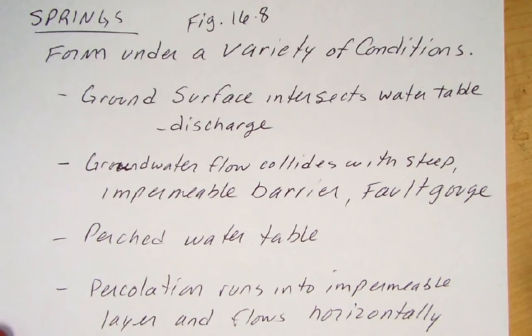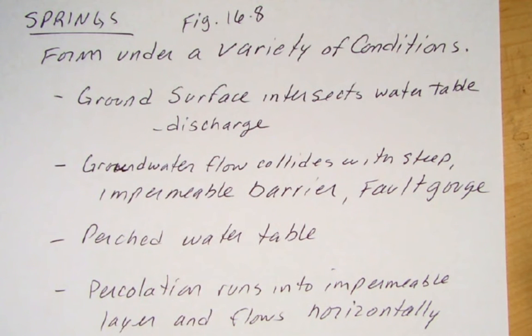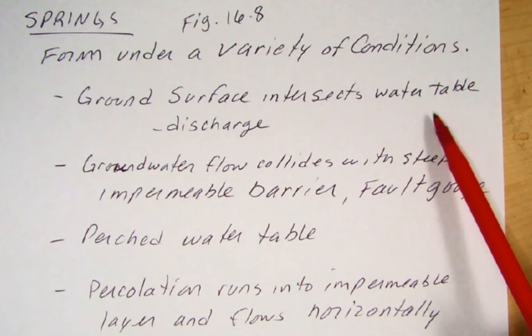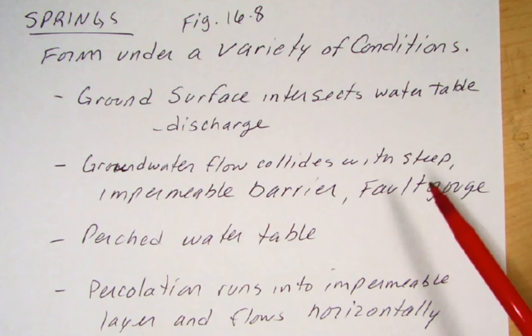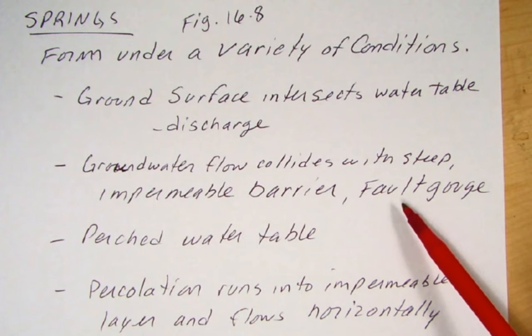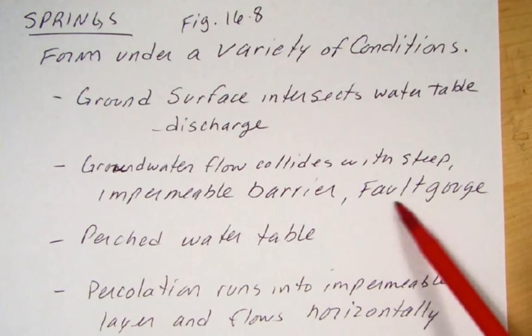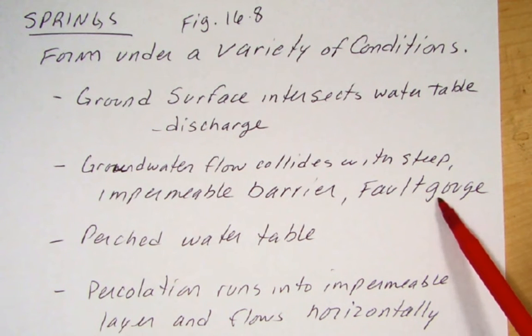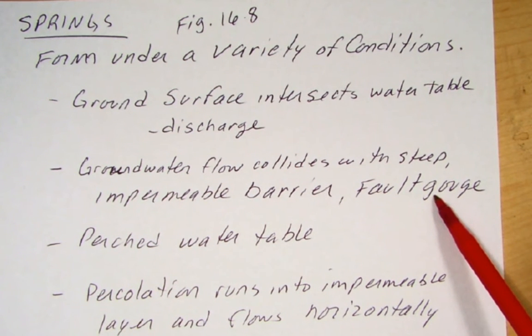Now let's say a few words about springs, and we'll look at some images here in a moment, but they form under a variety of conditions. So it's where the ground surface intersects the water table, right? There's natural discharge. I mentioned that already. Groundwater flow collides with a steep impermeable barrier. Like if there's a fault, a fault may make some fault breccia or fault gouge, which is an impermeable barrier, an aquitard, and it'll cause the water table to move up and eventually intersect the ground surface.